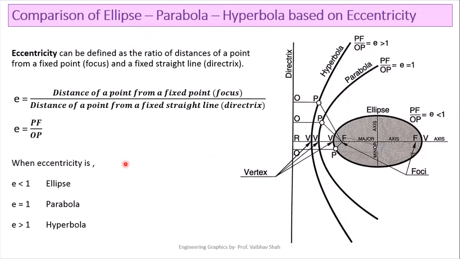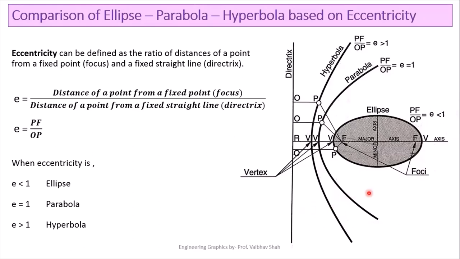Now let us compare these three, ellipse, parabola, and hyperbola, based on the eccentricity. As you can see, the ellipse has eccentricity less than 1. For the parabola, eccentricity is exactly 1, or unity. And for the hyperbola, eccentricity is always greater than 1. This is the major difference between these curves, which defines their shape. When you have eccentricity less than 1, you will have an elliptical curve. When your eccentricity is exactly 1, you will have this curve, which is your parabola. And when your eccentricity is greater than 1, you will have a much broader curve, known as your hyperbola.